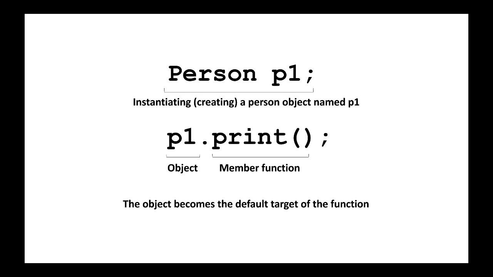Taking a look right here, we are instantiating or creating a person object named P1. So it's a person, just like you would define an integer. You're going to instantiate this person, and then here we are using that P1 that's bound to that print function from that class, and it is now given access implicitly to P1's member variables. So the object becomes the default target of the function.